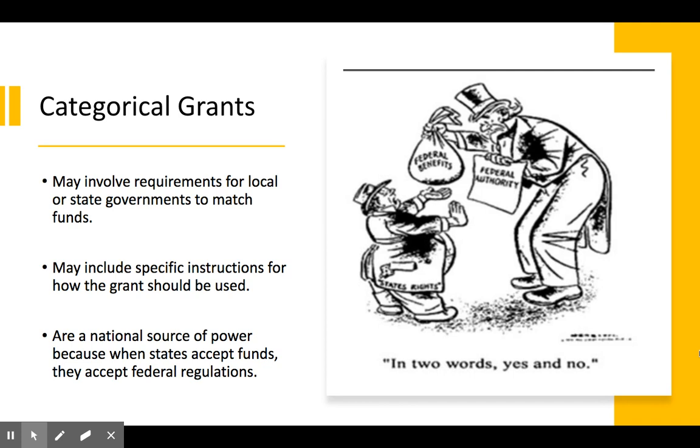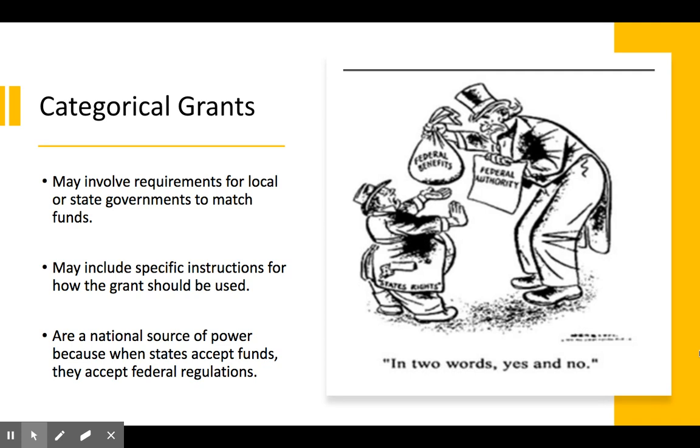Another example of a categorical grant would be the drinking age. So the legal drinking age is 21. Okay, and that is because in order for states to receive federal highway funds, they had to agree that the drinking age would be 21. So that's an example of a categorical grant, and how these types of grants might include specific instructions for how the grants should be used, or states have to be in compliance in order to receive the funds.